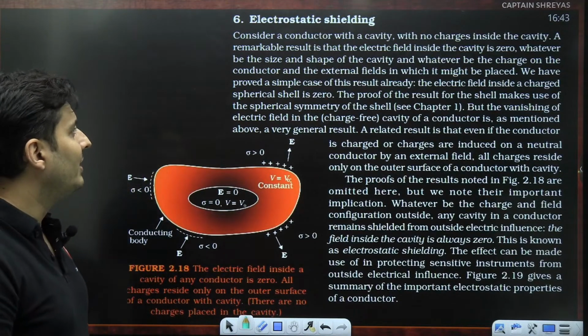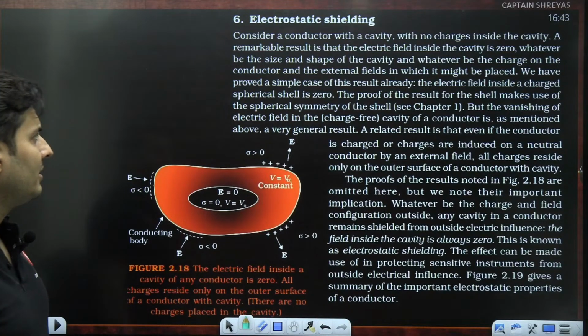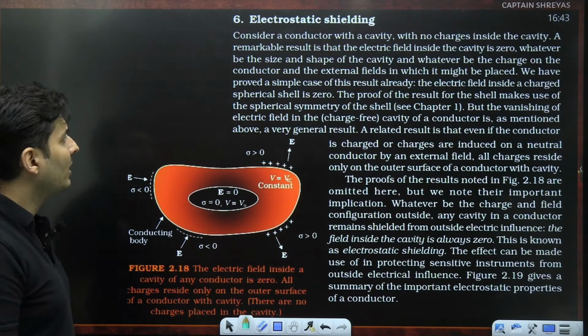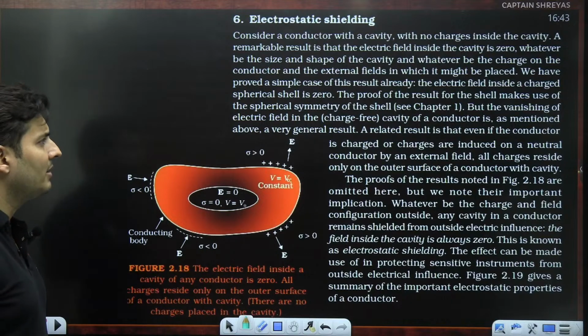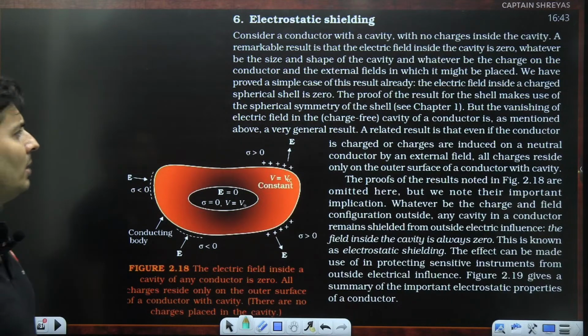Consider a conductor with a cavity, no charges inside the cavity. A remarkable result is that the electric field inside the cavity is zero, whatever be the size and the shape of the cavity, and whatever be the charge on the conductor or the external field that might be applied. We have proved a simple case of this result already. The electric field inside is zero. The proof of the result is omitted. A very great result.